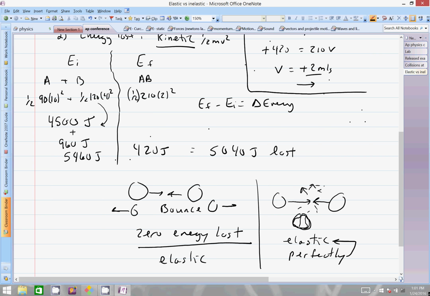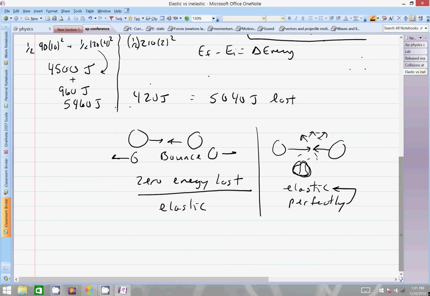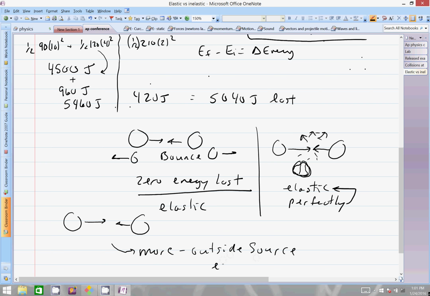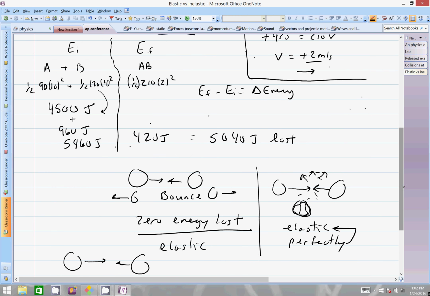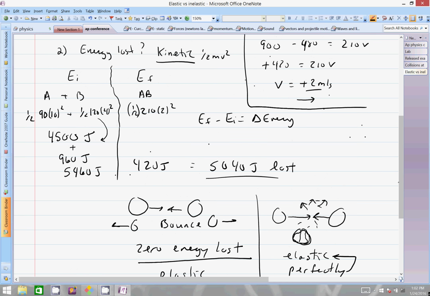It would be very unique to have a situation where energy would be higher in the end. How could you do this? Well, technically, if one item collides with another item and you get more energy in the end, we'd have to have some outside source of energy. Okay. In this case, because we have loss, that's pretty typical.